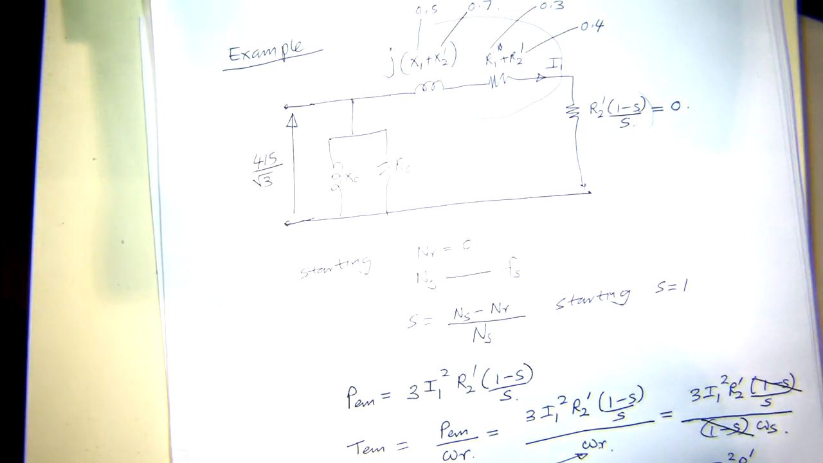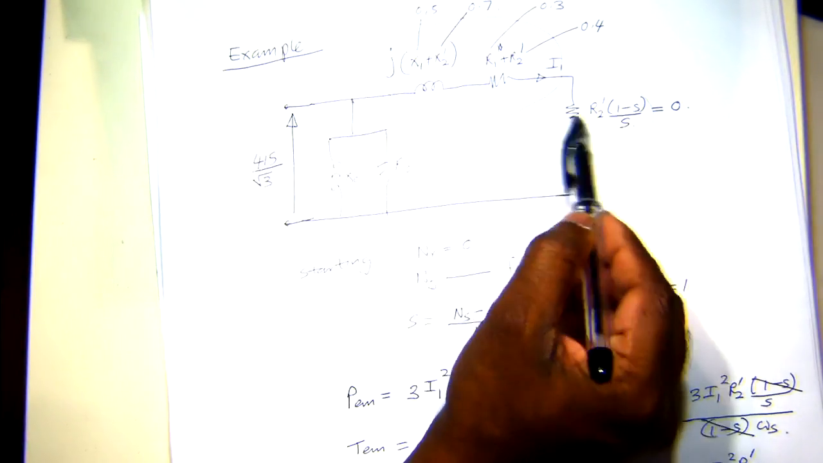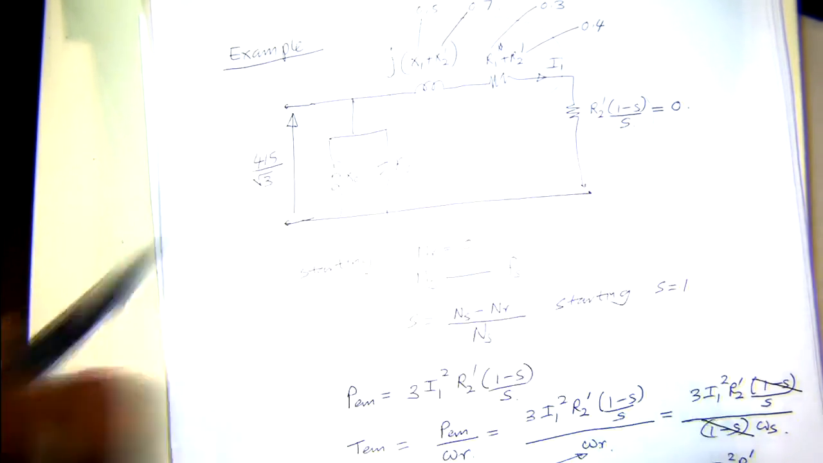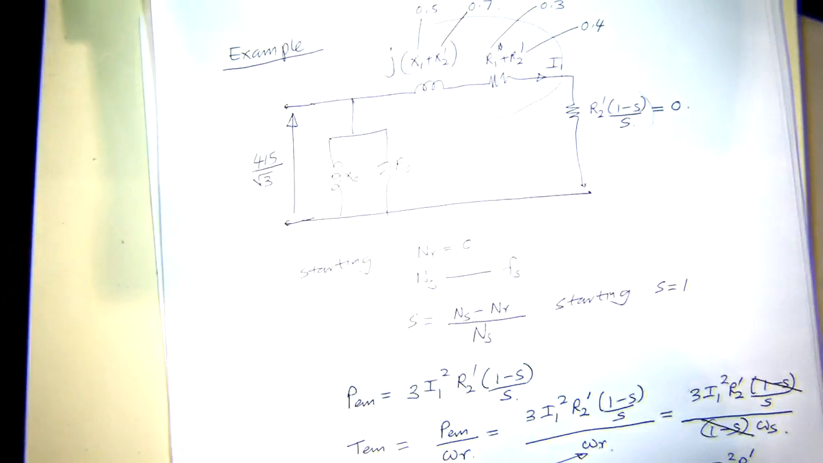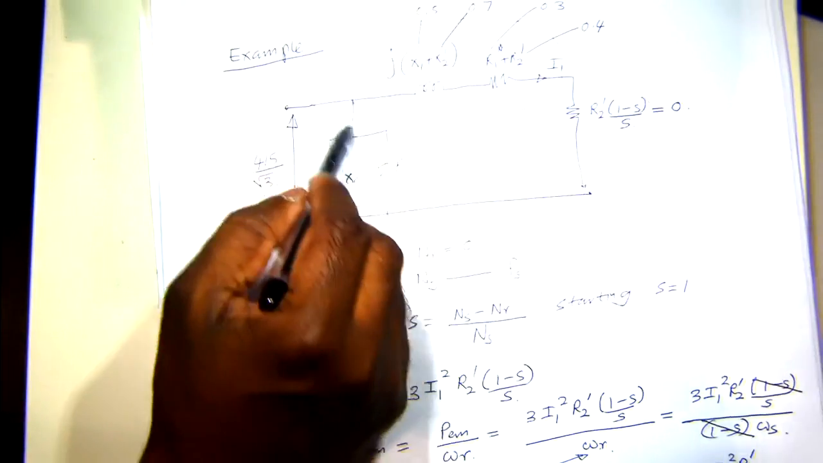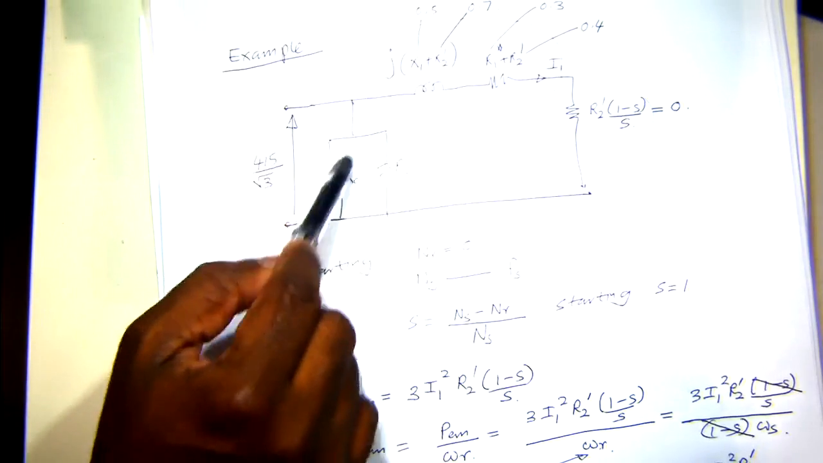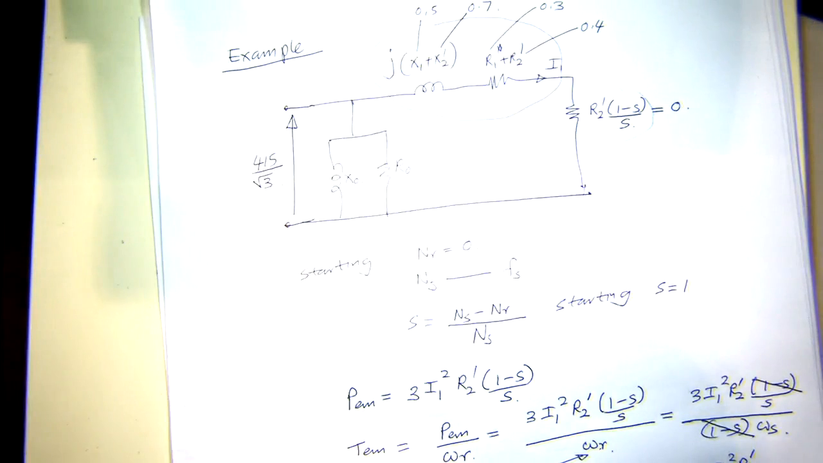If you were to run the machine at really close to synchronous speed, that means slip is almost 0. So this element here will be close to infinity, a very large value. That's like the open circuit test on the transformer. So the majority of the current will flow through these two branches, and from that information you can estimate these two values.